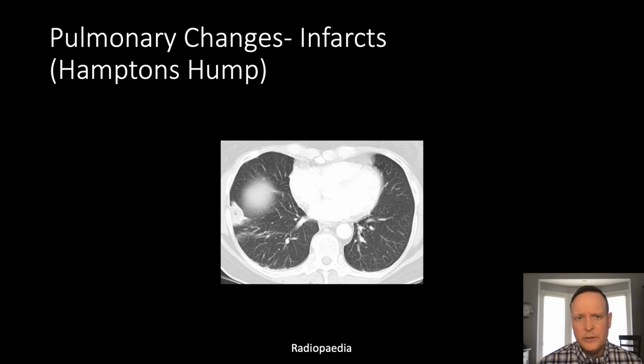It should also be noted that, in general, a pulmonary embolism that causes an infarct has to be pretty good size because there are two vascular supplies to the pulmonary parenchyma, both pulmonary artery and bronchial arteries. So usually it's a pretty good sized pulmonary embolism that causes infarct.